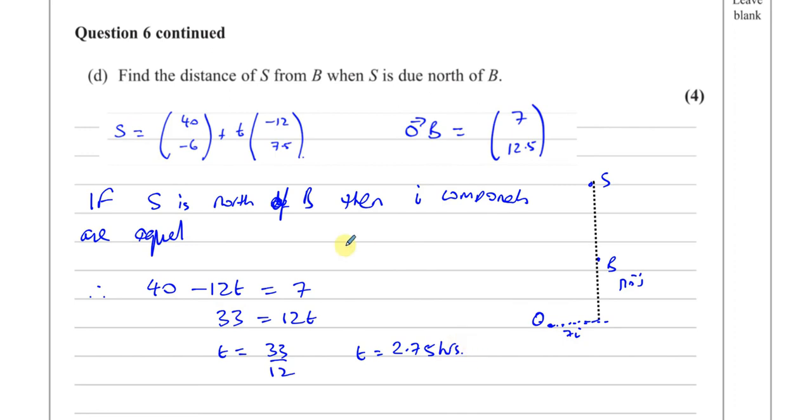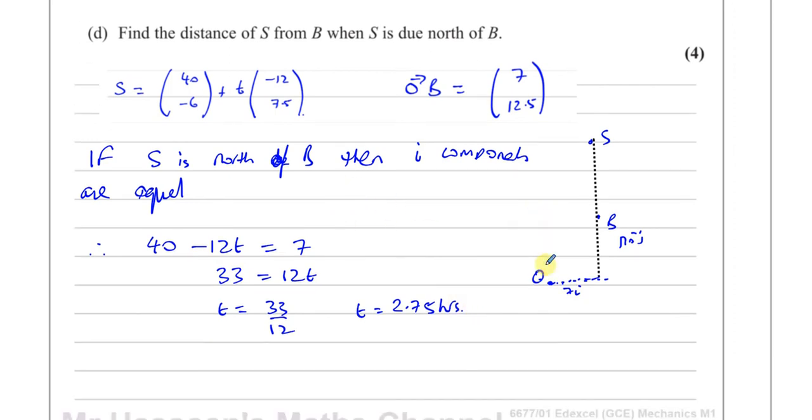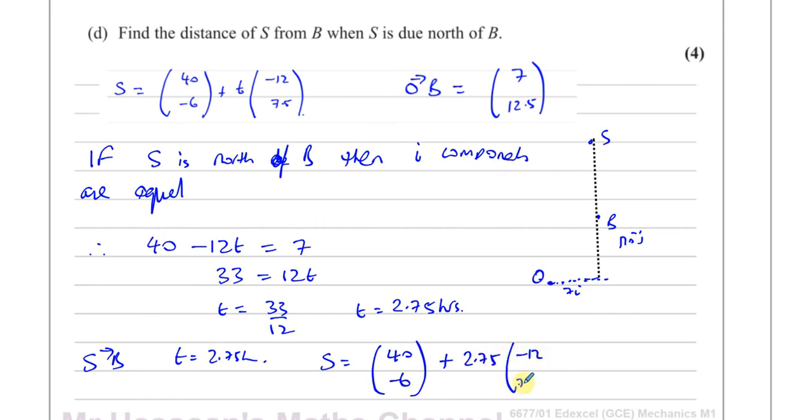But we've got to find the distance. We need to find the vector from S to B when time equals 2.75 hours. So we can substitute 2.75 into this vector. The position vector of S at 2.75 hours is going to be 40 minus 6 plus 2.75 times minus 12 and 7.5. Let's see what that gives us.